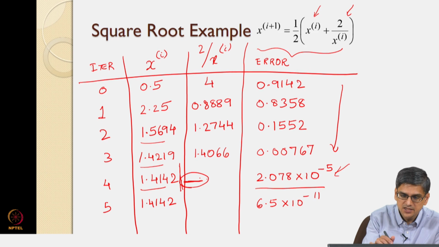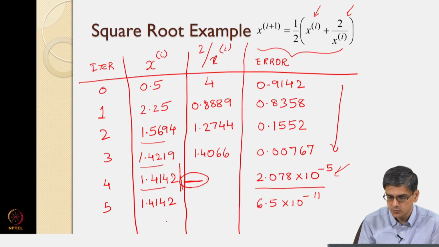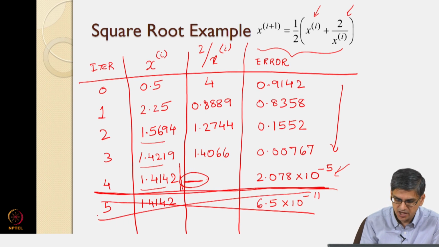So, in this example what we have followed is what is known as a 5 digit arithmetic. Using a 5 digit arithmetic, we will get only up to an error that is shown at this level. We should not be using the 5th iteration if we are using 5 significant digits in computing our solution.